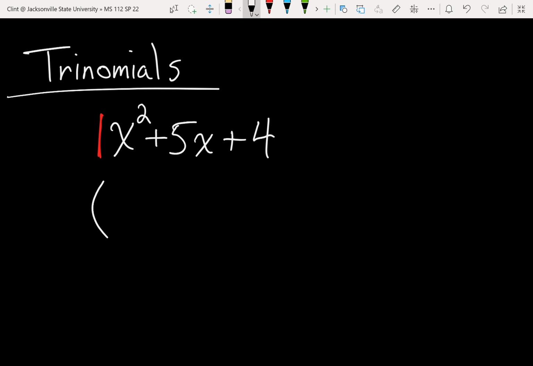What I'm going to do is set up two sets of parentheses down here. We're thinking reverse of the FOIL method. To get this leading term, x squared, what has to multiply together to give us x squared? We've got to have x times x. So those are going to go in the first spots.